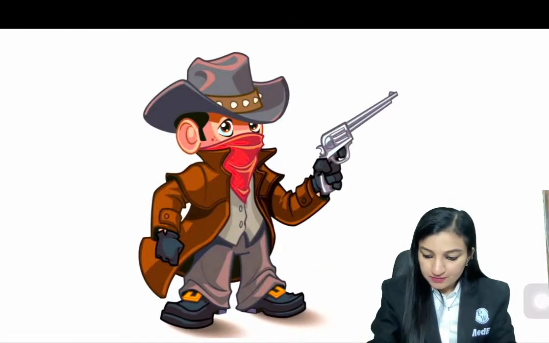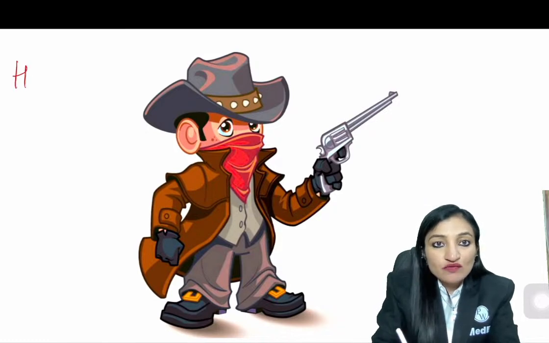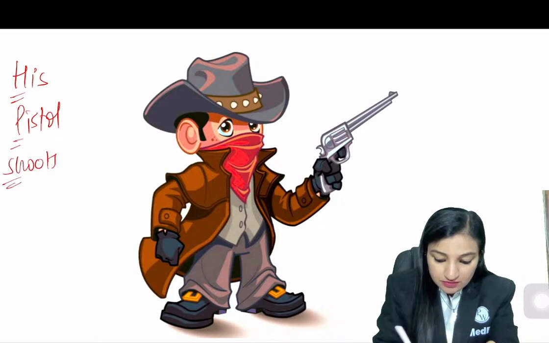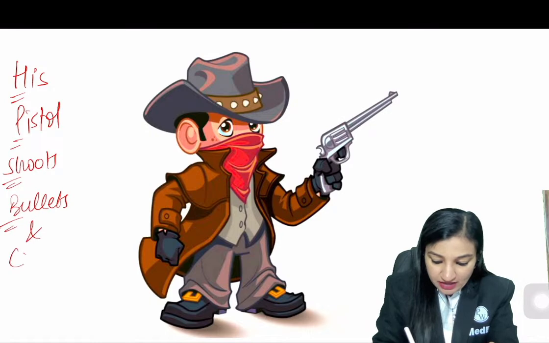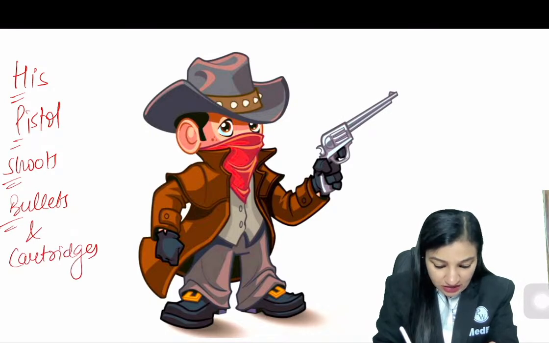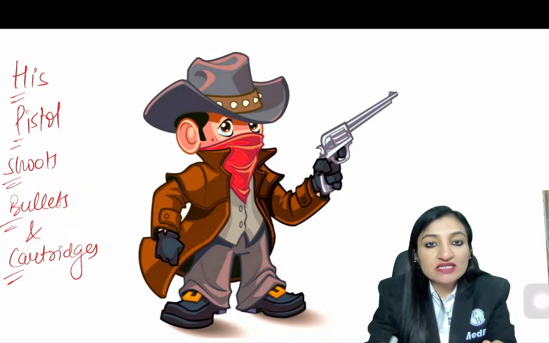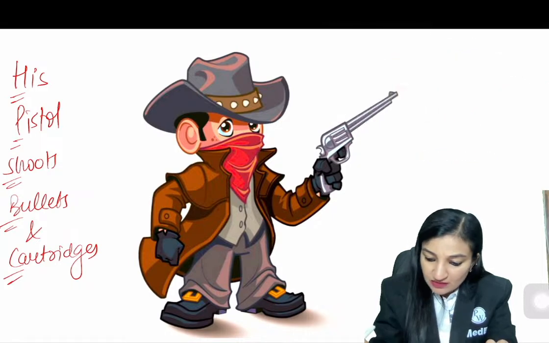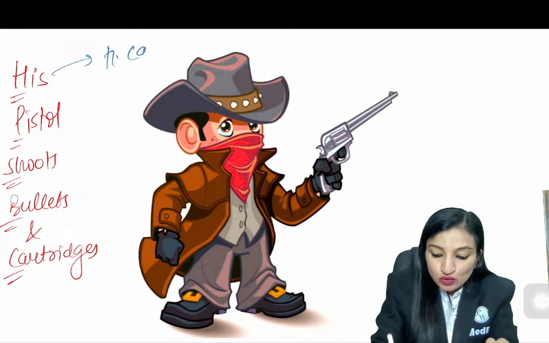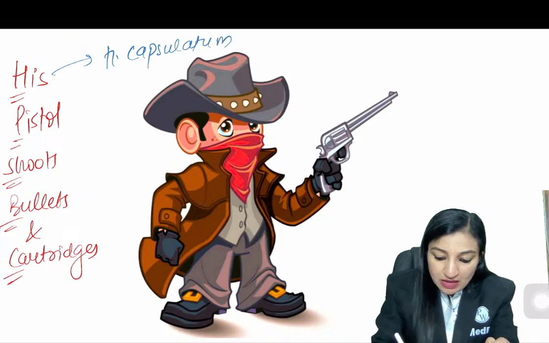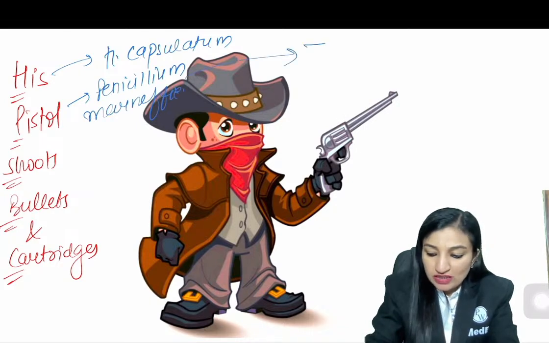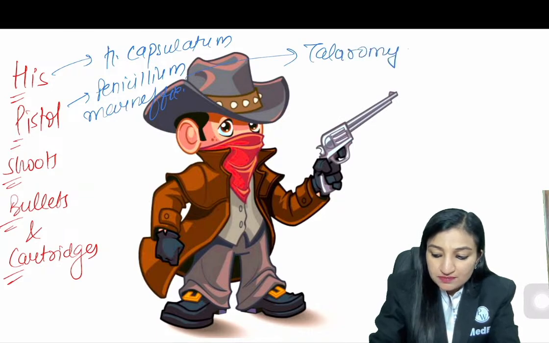So who is this? Now, the names of the dimorphic fungi, remember, his pistol shoots bullets and cartridges. So the names of the dimorphic fungi you can easily remember like this. H stands for what? Histoplasma capsulatum. P stands for what? Penicillium marneffei. What is its new name? Its new name is Talaromyces marneffei.